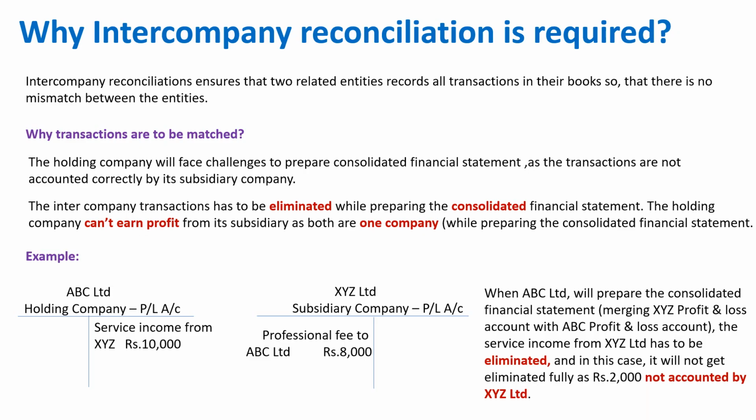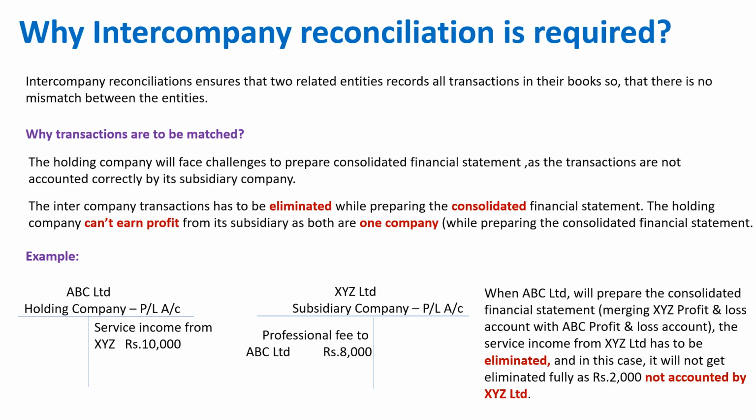When ABC Limited prepares the consolidated financial statement, because the holding company will prepare the consolidated financial statement, right, merging the XYZ profit and loss account with the ABC profit and loss account, indirectly to understand what is a consolidated financial statement. The service income from XYZ Limited has to be eliminated, and in this case it will not get eliminated fully, as rupees 2,000 is not accounted by XYZ.